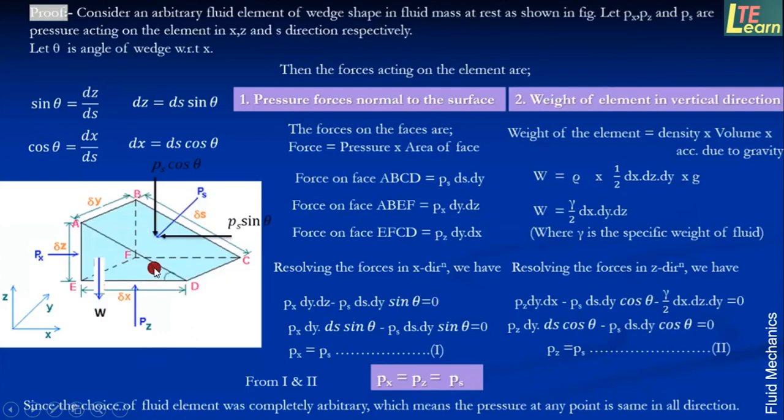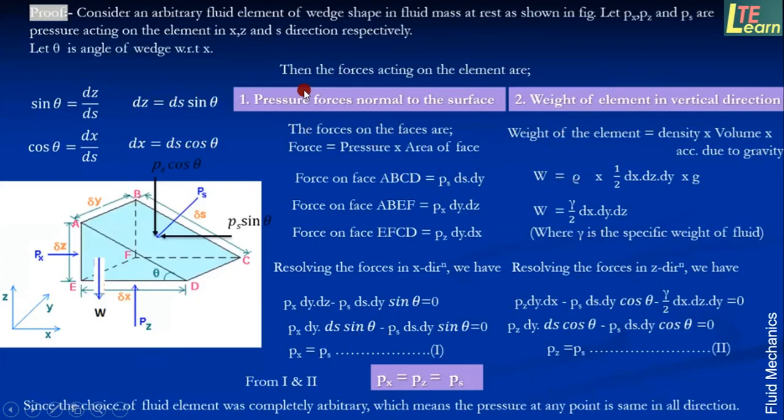So here we will have the sin theta ratio, meaning the front side dz divided by ds, and the cos theta ratio, that is the adjacent side, dx divided by ds. Simplifying this relation, we can write dz is equal to ds sin theta, and dx equal to ds cos theta. These two relations we will use in further mathematical steps.